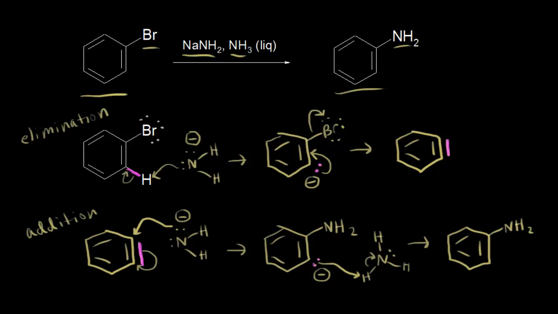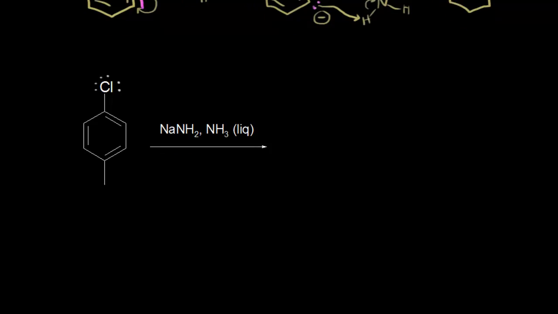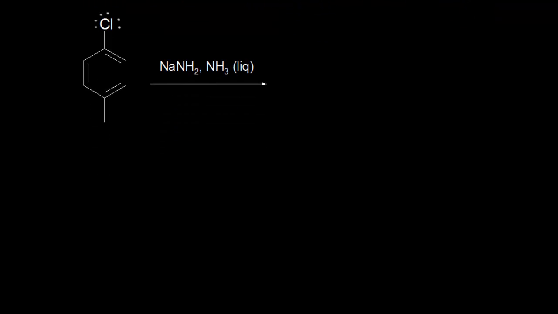All right, so that's the mechanism for elimination-addition. Let's see if we can do a practice problem here. Here we have a disubstituted ring, and our two substituents are para to each other. So we're going to add our strong base, sodium amide, so -1 formal charge here. First step is elimination, so first step is an acid-base reaction where the amide takes a proton that's next to our halogen.